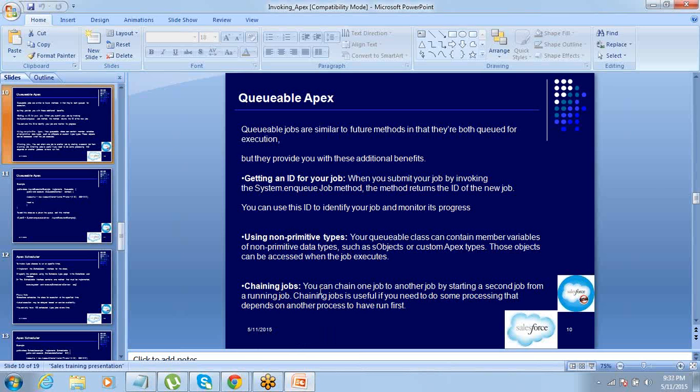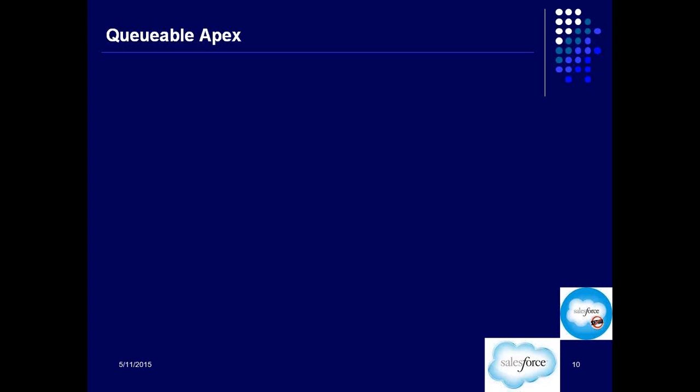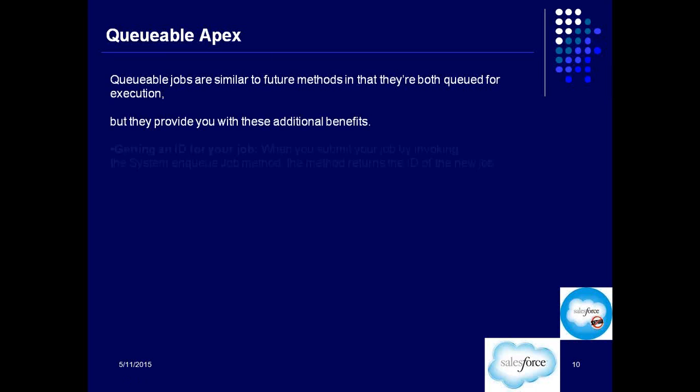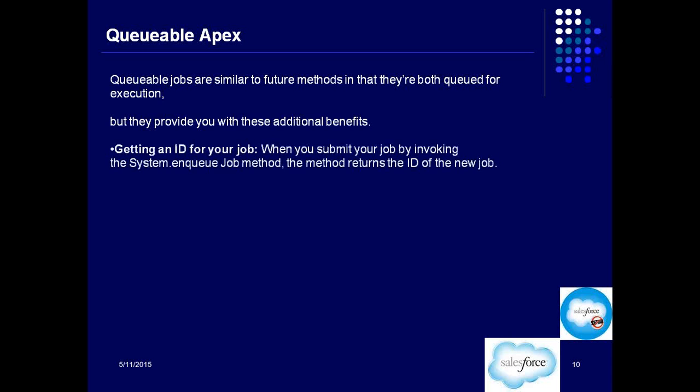Now, how is Queueable better than future method? One benefit definitely is that the Queueable interface makes the entire class queueable so that all the methods in the class get queued. So it can be a complete job instead of just one method. So that's one advantage. What are the other advantages?